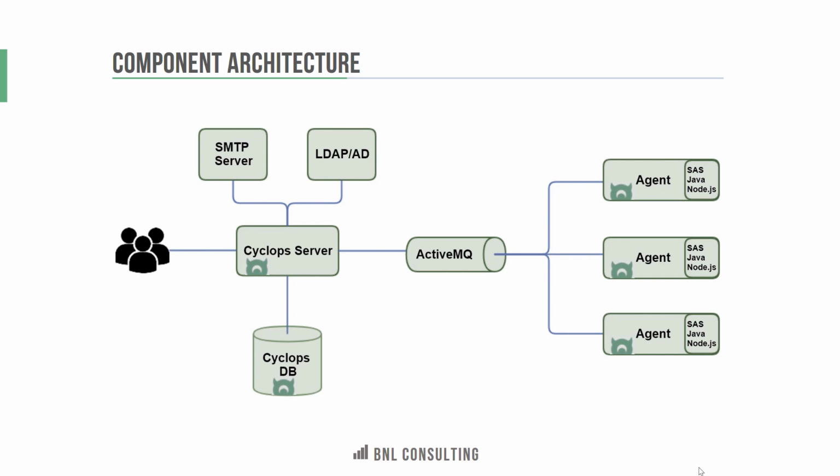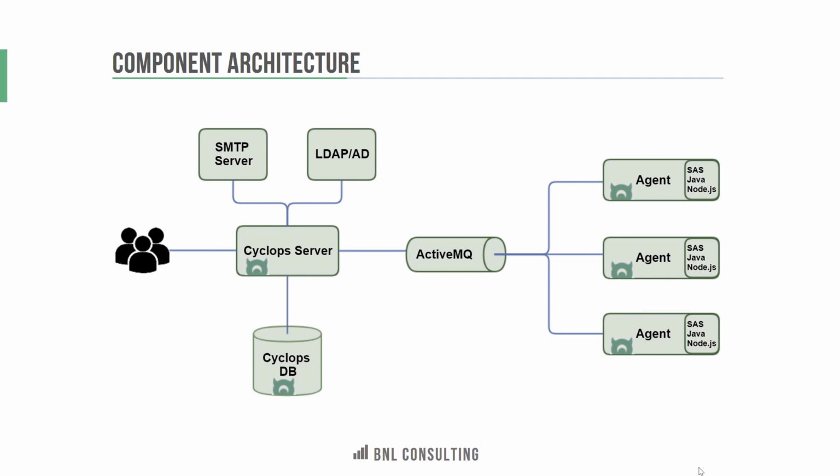All the way over on the right, we have agents. An agent is a small Java program that needs to be installed on each one of the servers where you're going to be running the programs that are included in your jobs. For example, if you have a SAS program that you want to include in a job, then you're going to install an agent on your SAS server. If you have a Linux server and you have some Java programs that you want to run on that server, you'll need to install an agent there as well. It's the agent's responsibility to run programs with specific parameters when told by the Cyclops server.